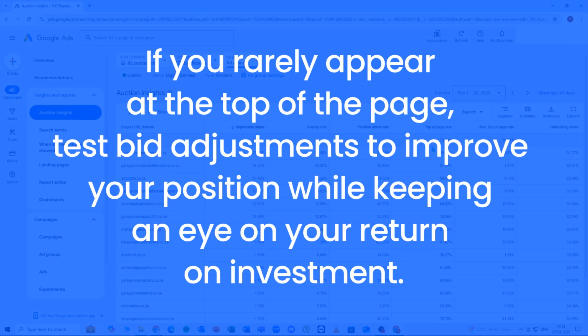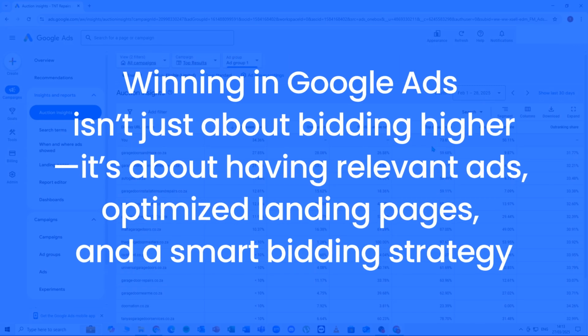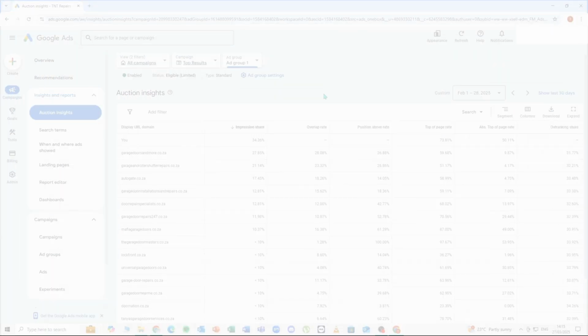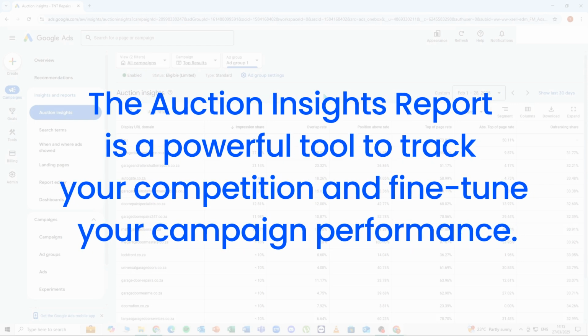Remember, when it comes to winning in Google, it's not just about bidding higher. It's about having relevant ads, a properly optimized landing page, and a smart bidding strategy. Okay, so that's the Auction Insights report. It's a powerful tool to track your competition. And if you know what to look for, you can use it to fine-tune your campaign performance.